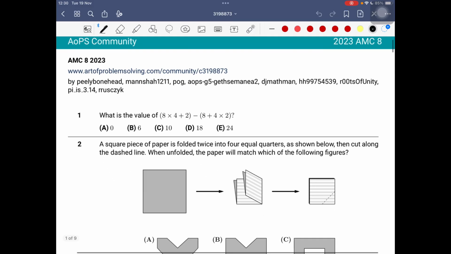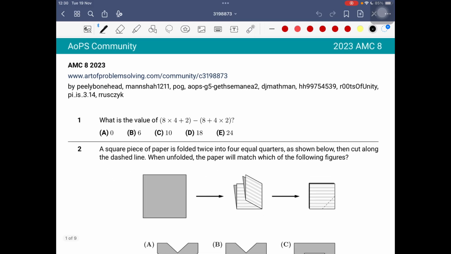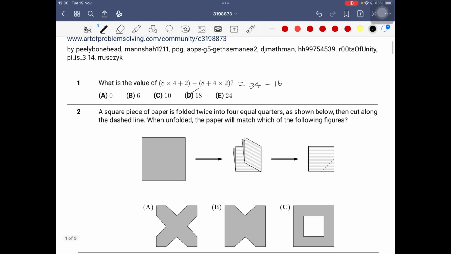So today, AMC 8 2023 version. Let's start. What is the value of 32 plus 2 minus 8 plus 8? So 18.